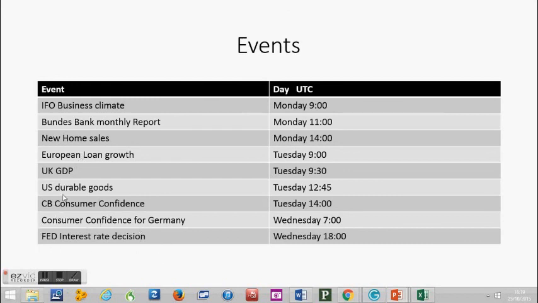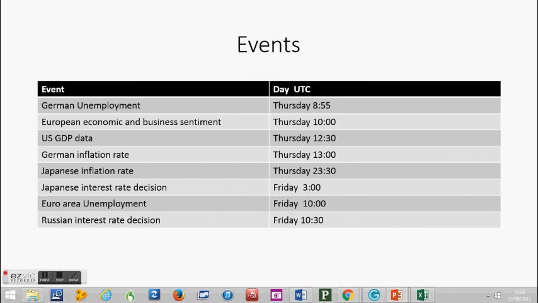But I think US durable goods orders would be more interesting, as well as the Bundesbank monthly report. I think there's two big ones at the start of the week, and European loan growth, of course, and GDP. It's quite a busy start. And then if we move over to the end of the week, Thursday is our biggest day. We've got German unemployment, which again can be used to assess ECB climate and everything. And we also have European economic and business sentiment being released that Thursday at 10 o'clock.